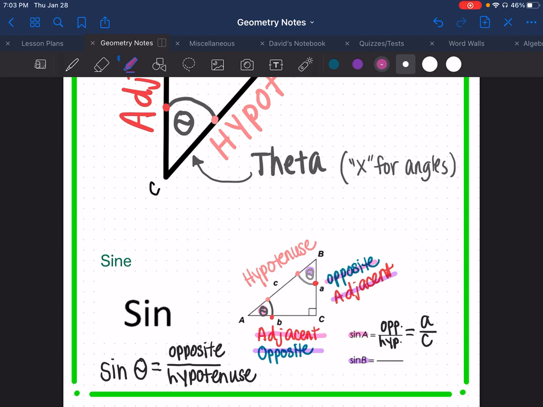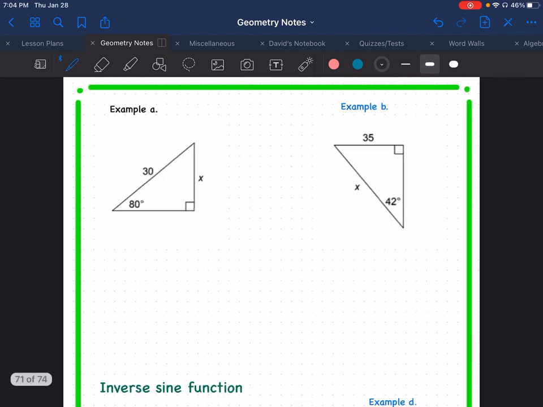Okay, the sine function does not change. It's still going to be the opposite over the hypotenuse. So in this case, because we're talking about angle theta being angle B, it's going to be B divided by C. So you're never going to get both of them. You're never going to get both angle A and B. You just have to use one or the other. Let's go ahead and take a look at some examples.